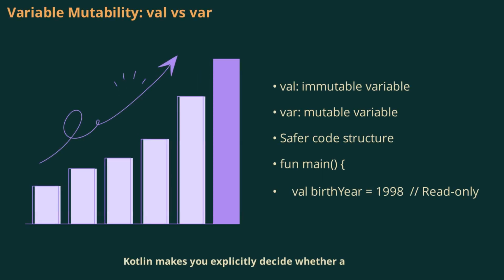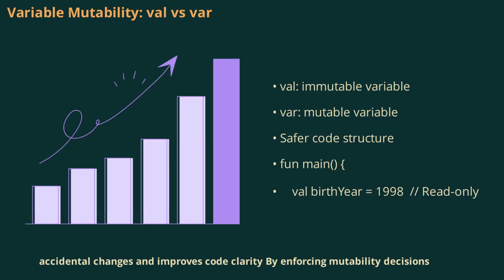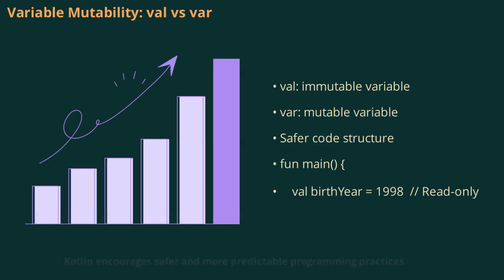Kotlin makes you explicitly decide whether a variable is mutable or immutable using two keywords, val and var. The val keyword creates a read-only variable, similar to final in Java, meaning its value cannot be reassigned after initialization. The var keyword creates a mutable variable, allowing its value to be updated later. This clear distinction helps prevent accidental changes and improves code clarity. By enforcing mutability decisions, Kotlin encourages safer and more predictable programming practices.